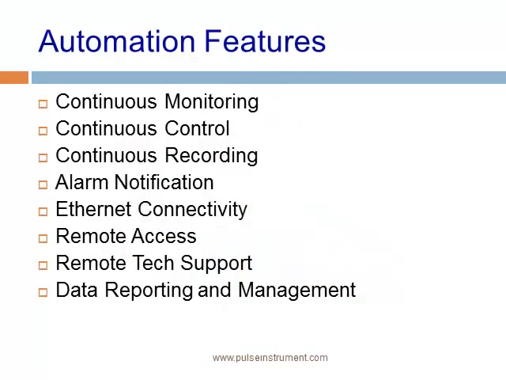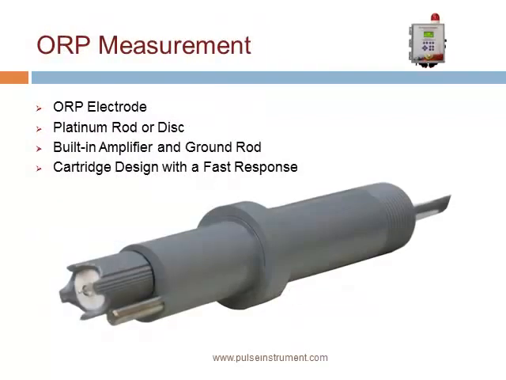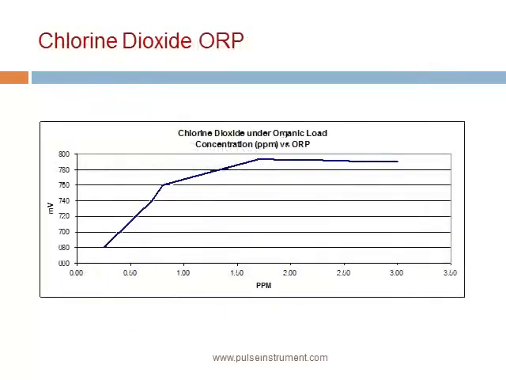A typical automation system will have continuous monitoring, control, and data recording. It may also have simple alarms and communication capabilities for data reporting. ORP is measured by a probe or electrode, which is similar to a pH electrode, except that it has a pure platinum sensor tip. It may be mounted in line or in tank and needs about once a month cleaning and calibration. This graph shows a typical response curve for chlorine dioxide dose to ORP.